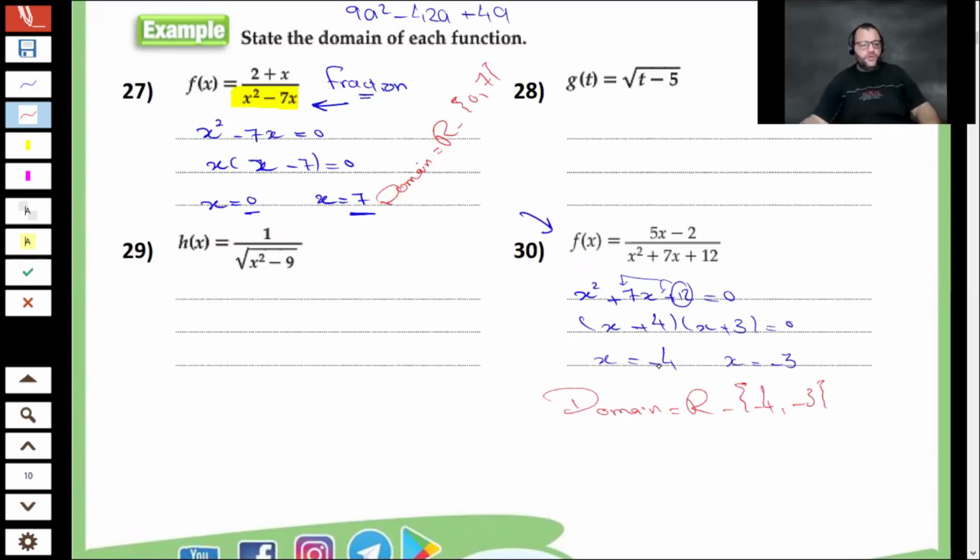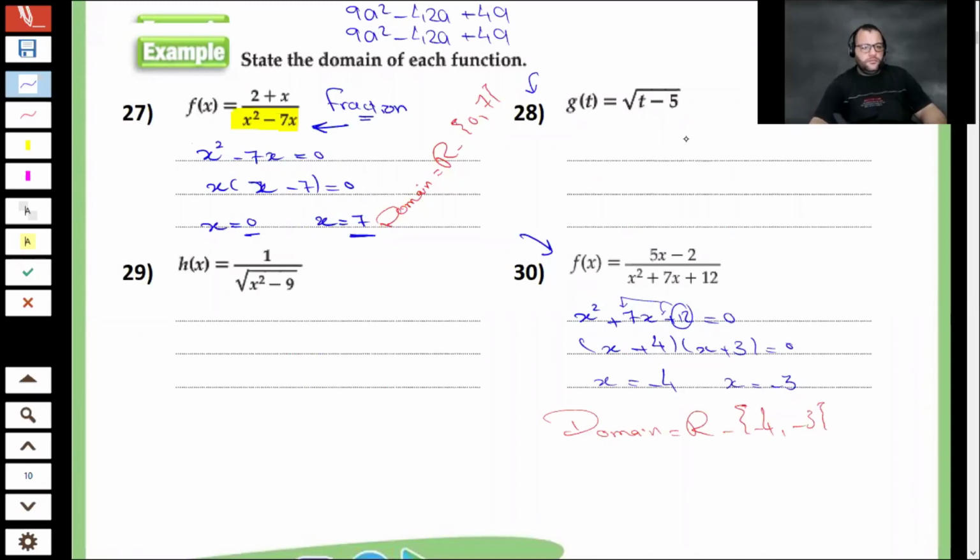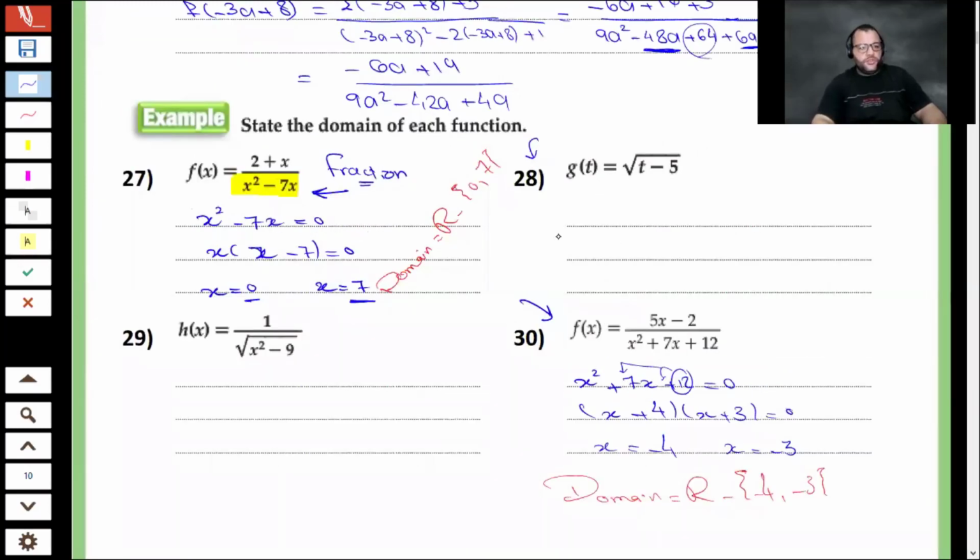Do you understand how we solve this one? Any problem for this one? No, sir, no problem. So number 28, what is the type of the function that we have? A square root function. So what is the domain for the square root function? The expression under the square root must be more than or equal to 0.